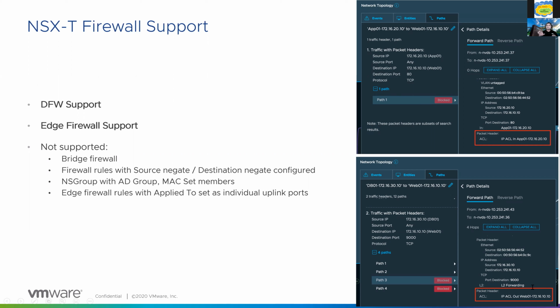If it's outgoing traffic, it will be listed as in on the host switch port. And if it's incoming traffic, it will be listed as out on the host switch port. So this is something which newly got introduced as a support for the NSX-T distributed firewall. And edge firewall rules will be considered at the edge router uplink ports, right? So these are in regards to the firewall support.